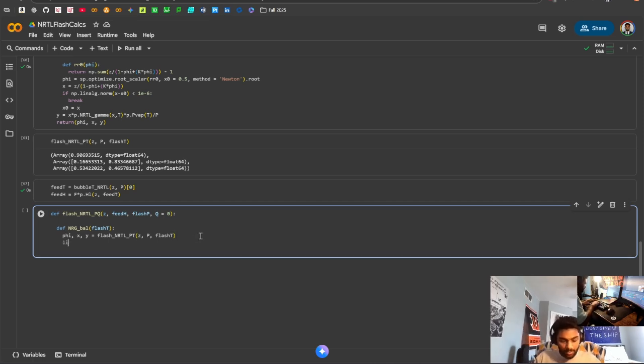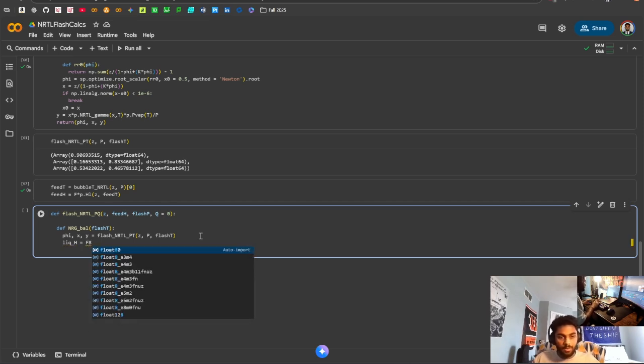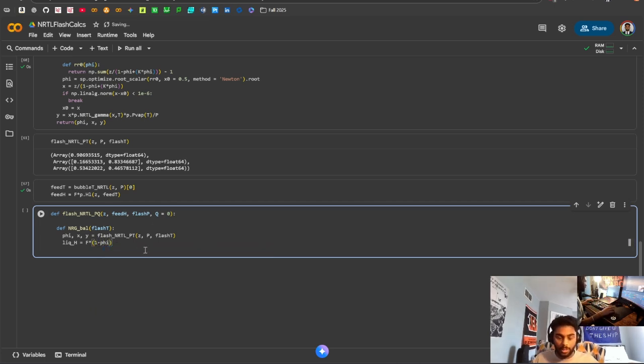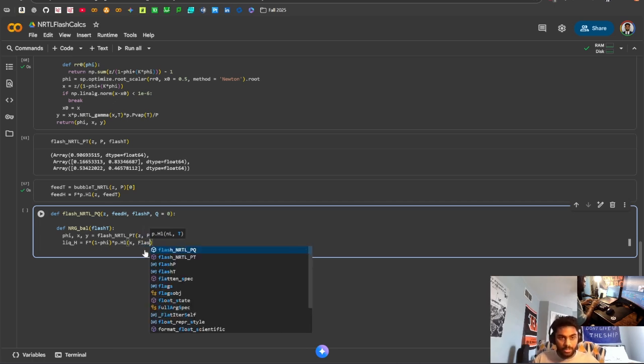So what we can do is we can calculate our liquid enthalpy first. So our liquid enthalpy is going to be equal to our feed rate times 1 minus our phi, because phi, remember, is that vapor mole fraction. So this is going to be our liquid mole fraction for our liquid enthalpy, times the liquid enthalpy given our liquid mole fraction compositions and our temperature, so our flash temperature.